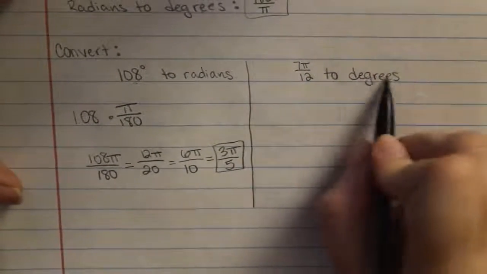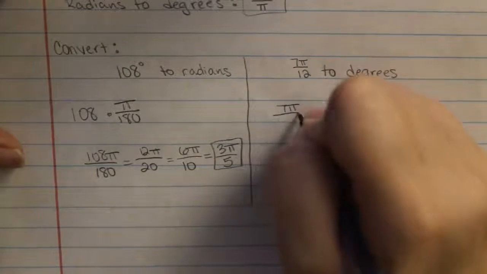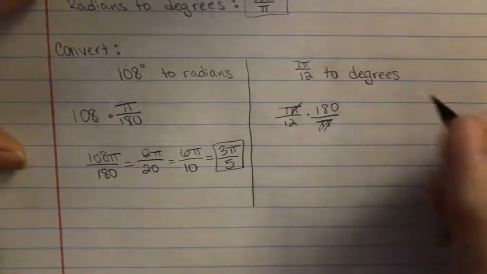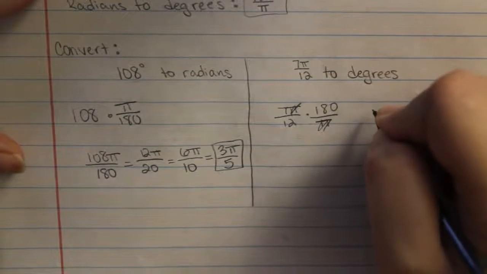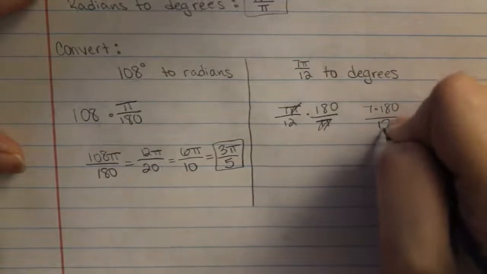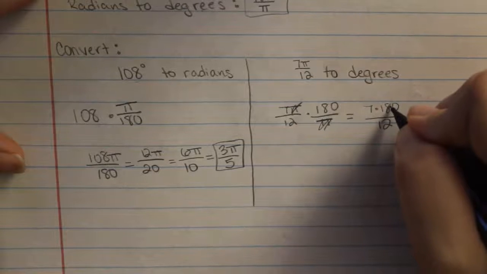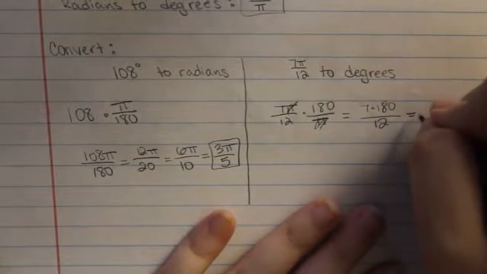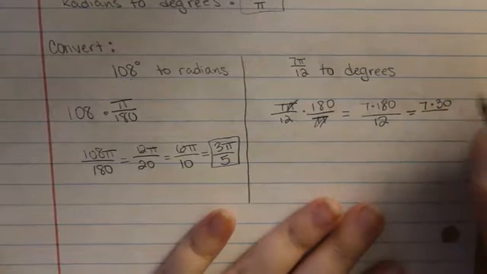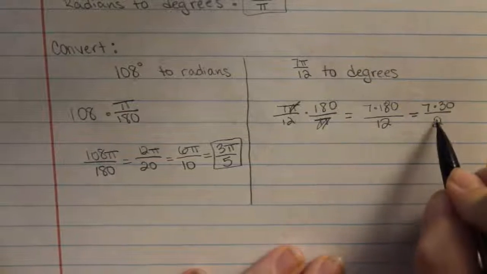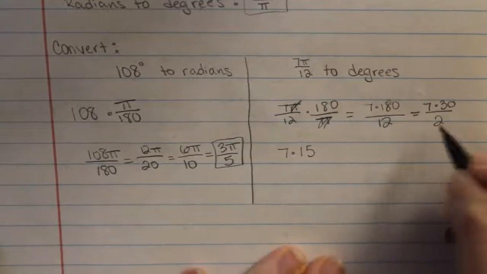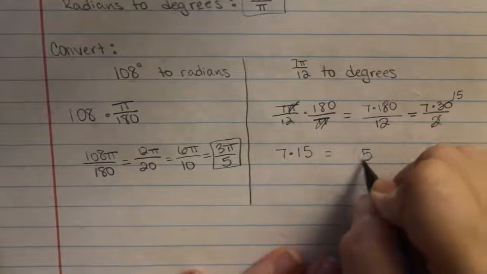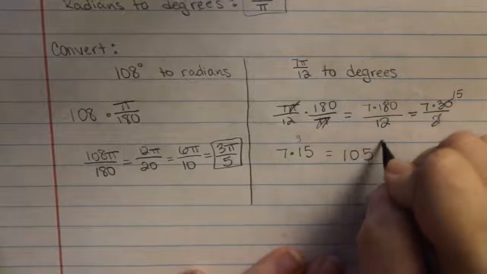So here, I'm going to degrees, which means my degrees are going to be on top. So I'm going to have 7 pi over 12 times 180 over pi. I've got a pi here and a pi here that I can cancel out. So I've got 7 times 180 divided by 12. I'm going to simplify this down. I know 180 is divisible by 6, and 12 is also divisible by 6. So I'm going to do 7 times 30 divided by 2. I see that 30 is divisible by 2, so I've got 7 times 15, because that cancels out. That's how I get the 15. Then 7 times 5 is 35, 7 times 1 is 7. So this is actually going to be 105 degrees, okay?